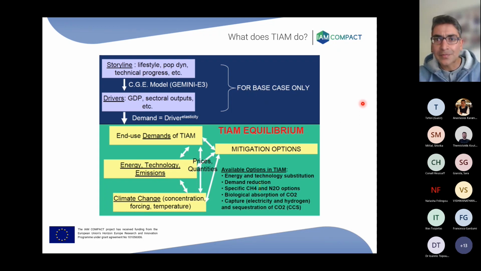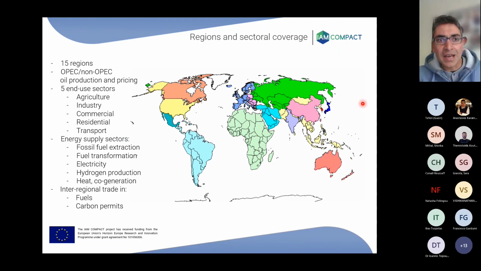So all of the main options that allow us to simulate pathways to net zero and net negative emissions. We have 15 regions in our vintage of TIAM. I think some groups have quite a lot more regions, but these are the core 15 regions that we have. We have 5 end-use sectors, so we split buildings into residential and commercial buildings. We've got an industrial manufacturing sector, which is split into the main industry sectors: cement, iron and steel, pulp and paper, and so on and so forth. We have an agricultural sector in terms of its energy demand use rather than the nitrous oxide and methane emissions from it. We have a transport sector as well. Then we have different energy supply sectors, and we have interregional trade in fuels and carbon permits.